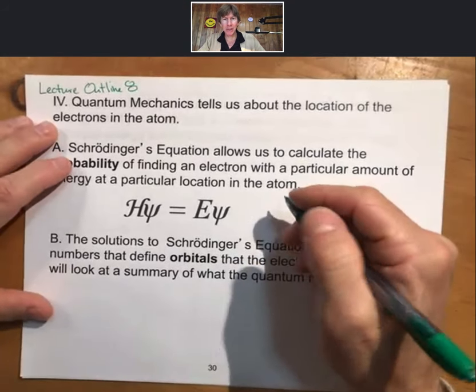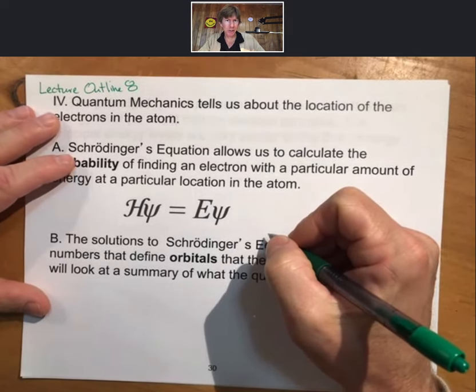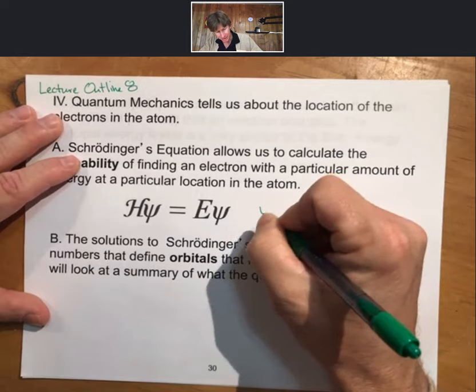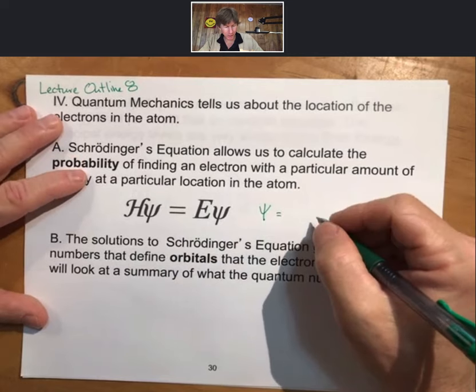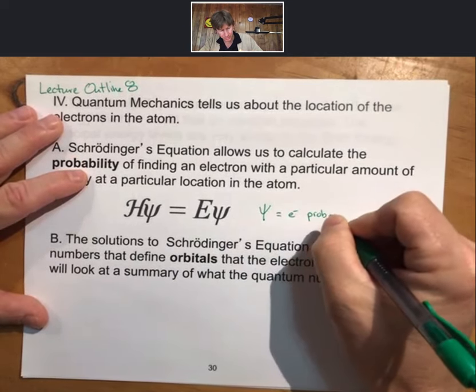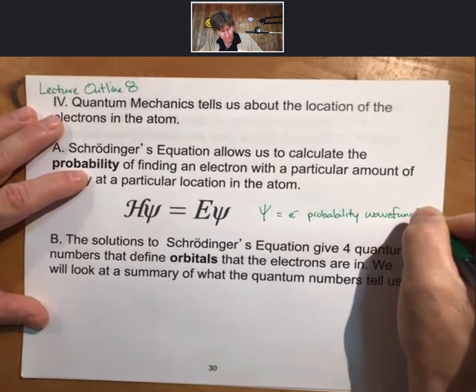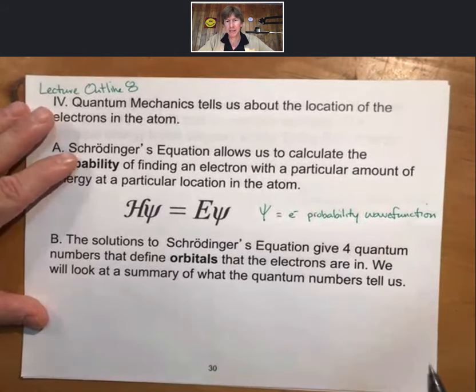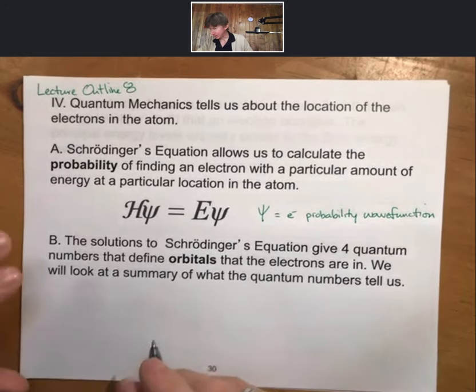So we don't have to know really anything about the Schrodinger equation. Solving it does involve very complex math, well beyond general chemistry level. The only thing I will tell you is that psi here is the electron probability wave function. And the solutions to Schrodinger's equation give four quantum numbers that define the orbitals that the electrons are in. We will look at a summary of what the quantum numbers tell us, because they will tell us all about the orbitals.